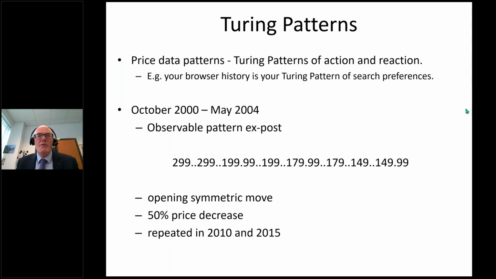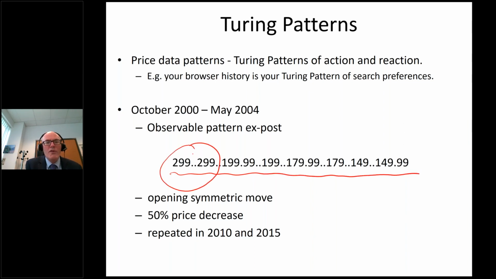So various price data patterns begin to arise, and you can observe those various price patterns like that there. You know that there is an opening symmetric move. From the beginning to the end that is a 50% price reduction. But the important thing about these same Turing patterns of price behaviors is that they were repeated by Sony and Microsoft in 2010 and 2015 as well.